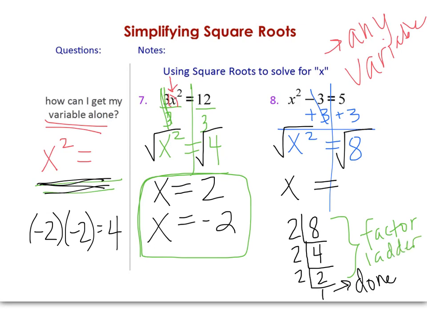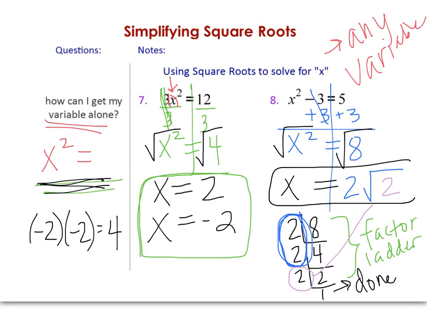And once I have my tree, I'm going to circle pairs of matching numbers. One circle of pairs goes on the outside of my square root, and everything left goes on the inside of my square root. So x equals 2 times the square root of 2. That is the square root of 8 simplified.